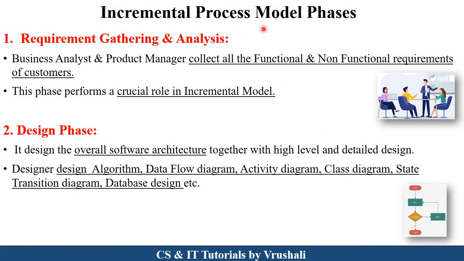Next is the incremental process model phases. As we discussed in the software development lifecycle, the first phase is requirement gathering and analysis. Here the business analyst or product manager collects all the requirements, functional and non-functional, from the customer. Functional requirements include what the customer needs, what exactly the customer wants. Non-functional requirements mean how your product will look in the future. In the incremental process model, requirement gathering plays a very important role, because every module is based on the requirements or the priority of requirements.